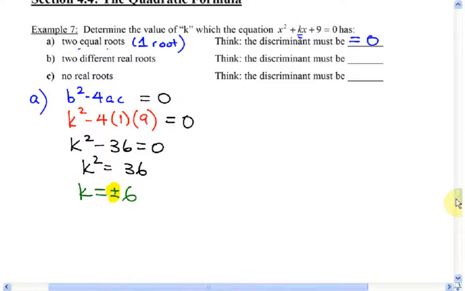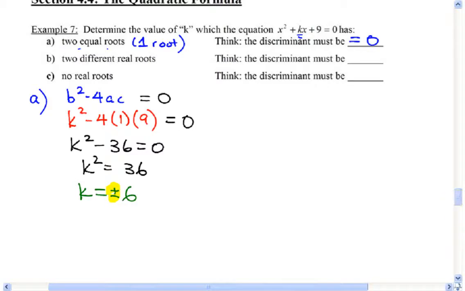Okay, now, ladies and gentlemen, that one was easy. The next part is kind of weird. Next one I have for you, part B, says, tell me what k has to be so that you get two different roots. So when you have two different roots, what must the discriminant be? Greater than zero. Thank you very much.